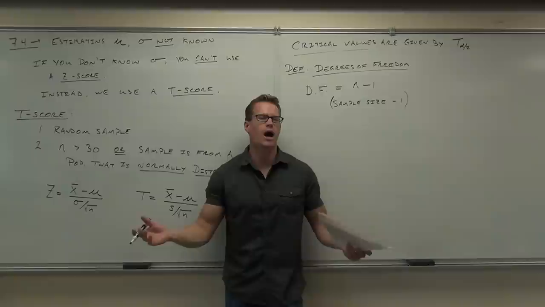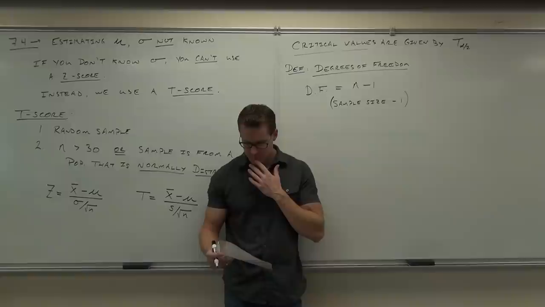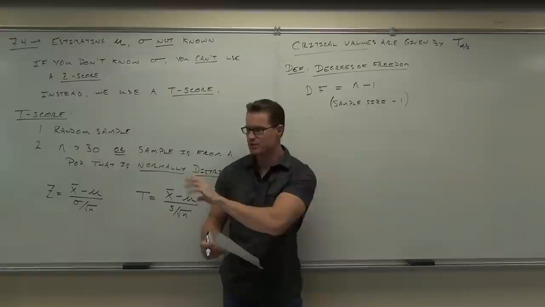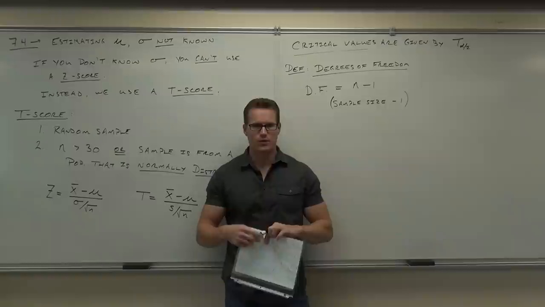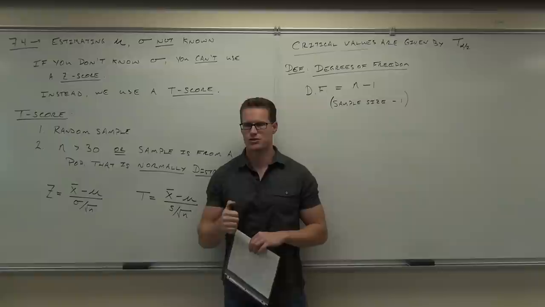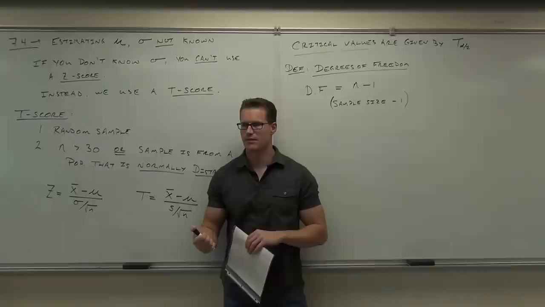Why does it work? I'll give you a simple example. Let's imagine this. We're talking about averages here, sample averages, sample means. True or false? If I pick 10 numbers, I can make them have an average of 100. Can you pick 10 numbers that have an average of 100?